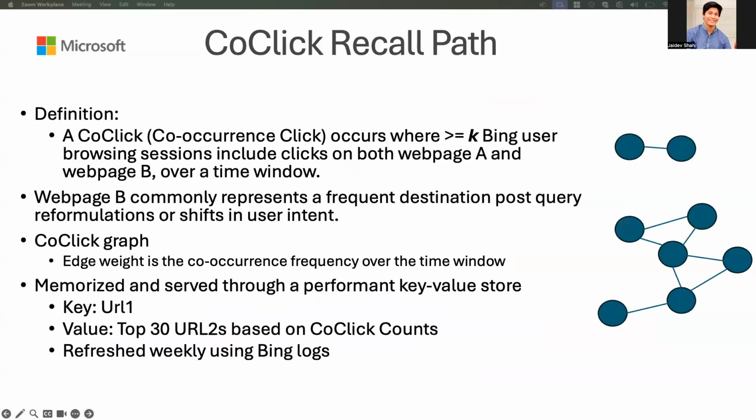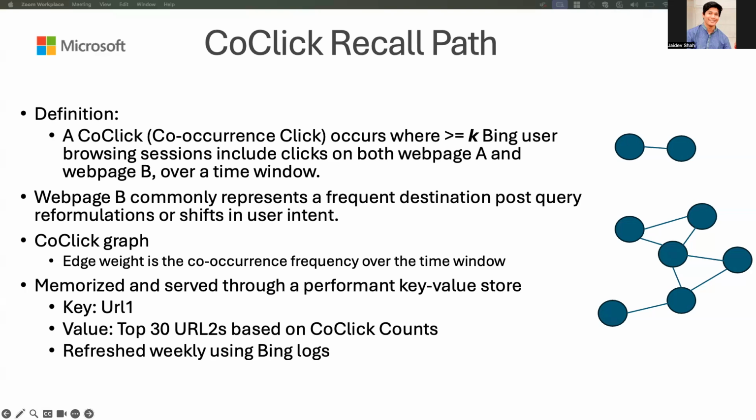Candidate generation. Co-clicks, or co-occurrence clicks, are actually the foundation of our product. When we first started to build WebReco, we wanted a way to use Bing search logs to come up with a strong enough signal to drive recommendation candidate generation. A co-occurrence click is defined to have occurred when K or more Bing user browsing sessions include a click on both web page A and web page B. These clicks don't need to be consecutive, they just need to be in the same user session. In practice, web page B will commonly represent a frequent destination of the user, post some query reformulations or slight shifts in the user intent.